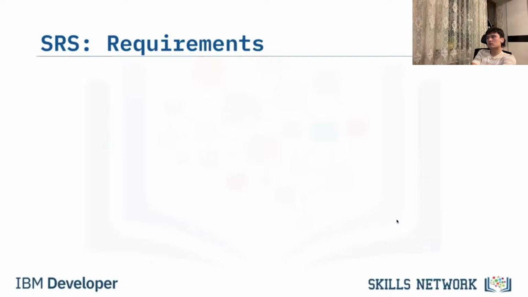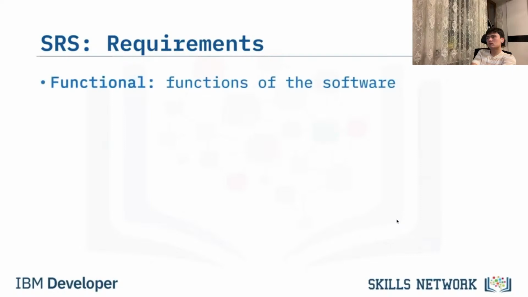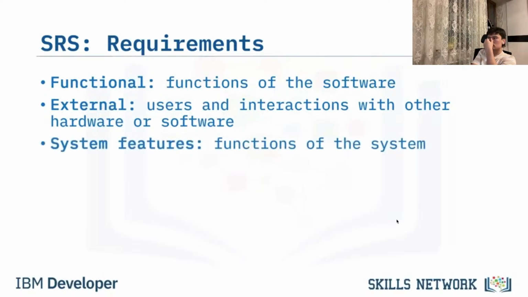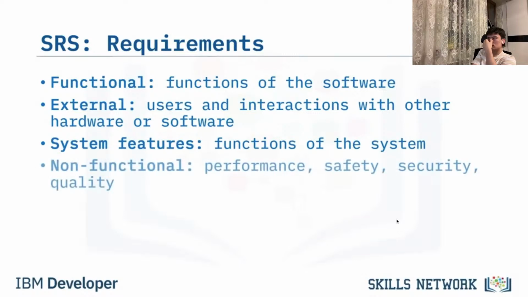Requirements can be classified into 4 categories. Functional requirements are those that cover the functionalities of the software. External requirements are the requirements that address the behavior of the software in relation to external entities, such as users and interactions with other hardware or software. System features are a subset of functional requirements. These are required features for the system to function. There are also non-functional requirements, such as specifying performance, safety, security, and quality standards.